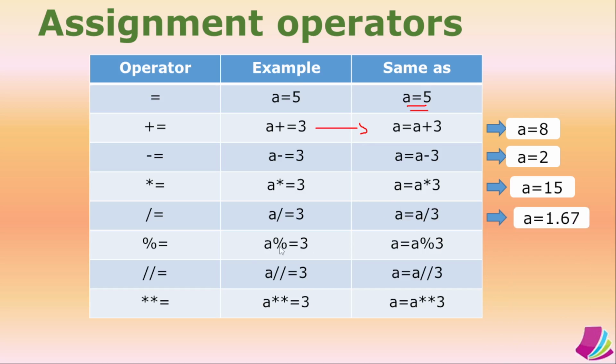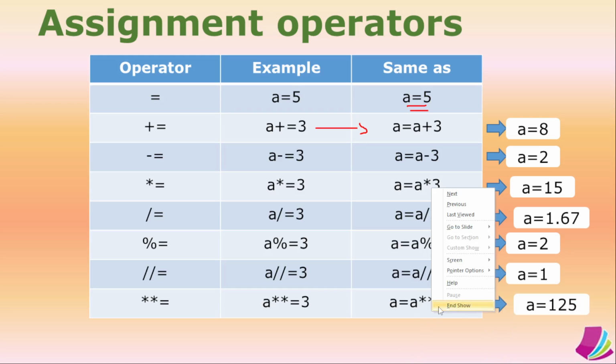Then a mod equal to 3, which is equivalent to a equal to a mod 3. So 5 mod 3, the remainder will be 2, so a equal to 2. Similarly for integer division, a equal to a double slash 3. So 5 double slash 3 means it will go 1 time, so the answer will be 1. Then exponent, a equal to a star star 3. So 5 star star 3 is 5 cube. 5 square is 25, then 25 into 5 is 125. The answer will be 125.